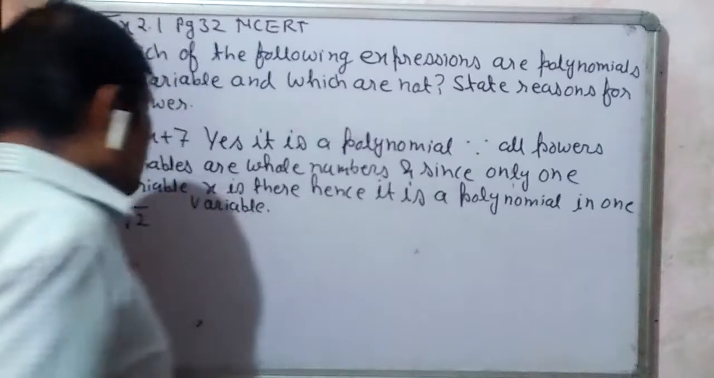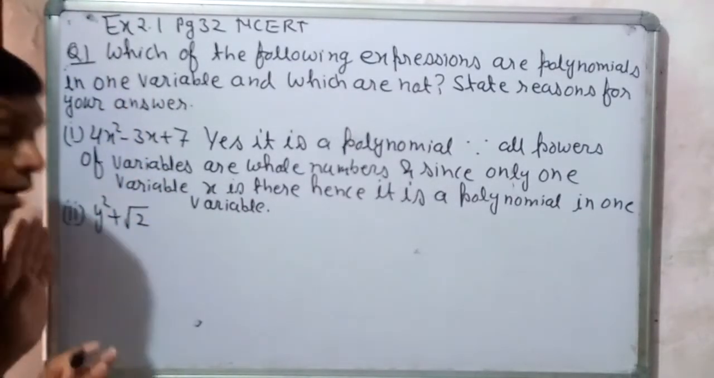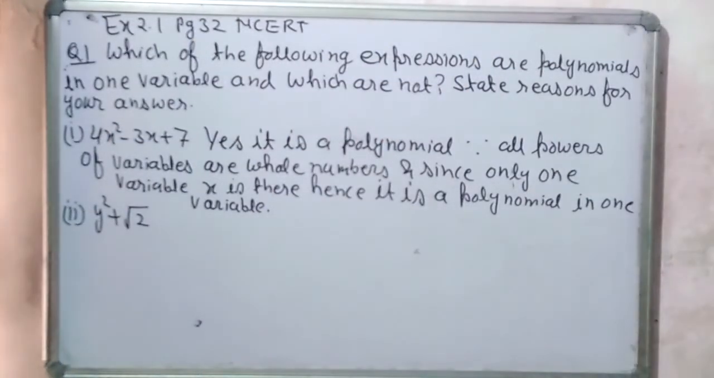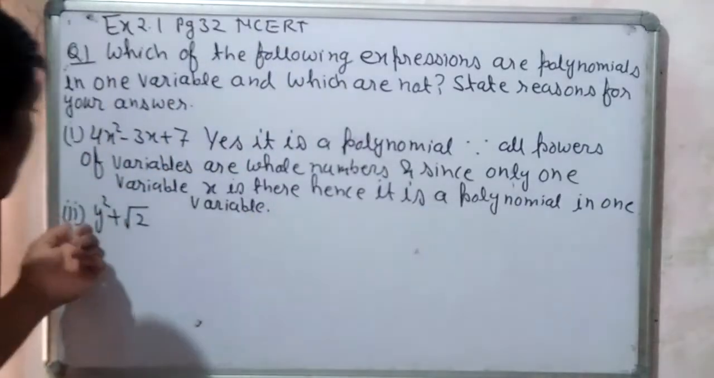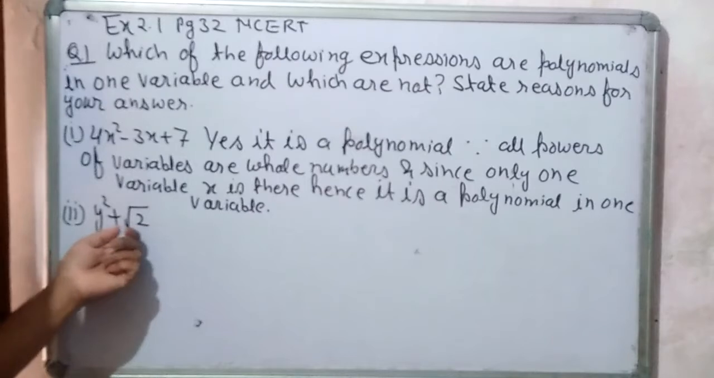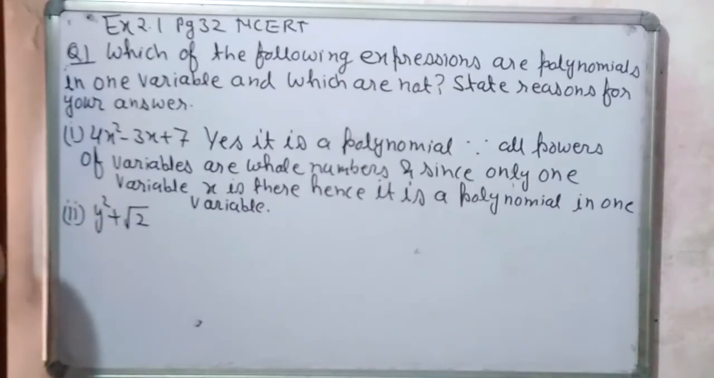Second part, let us see what it is. It is y square plus root 2. Now for a polynomial, we had defined that the variable should have a whole number power. We never said anything for the constants. The constants can be any real numbers. So here, where is the variable? y. The power is 2. It is a whole number. Root 2 has power 1 by 2, but it is not a variable. It is a constant. Right?